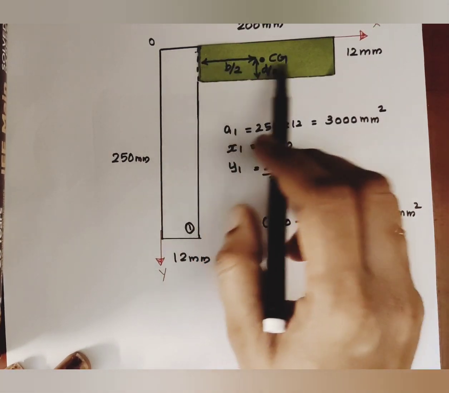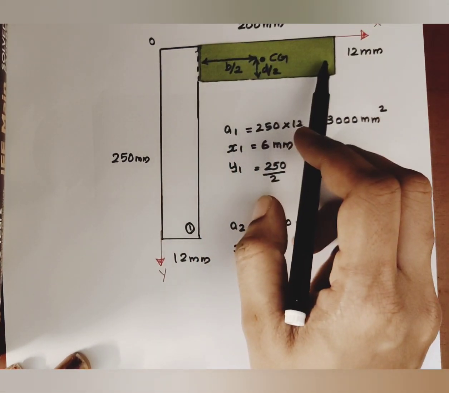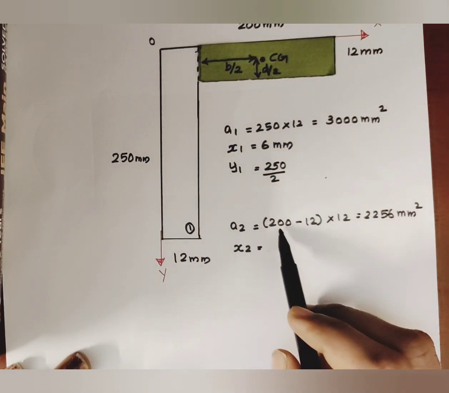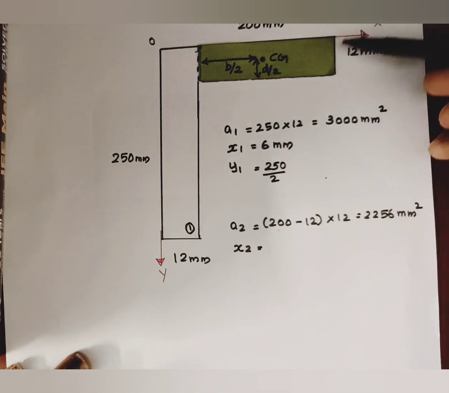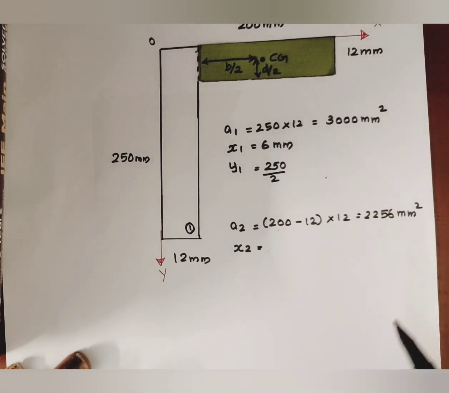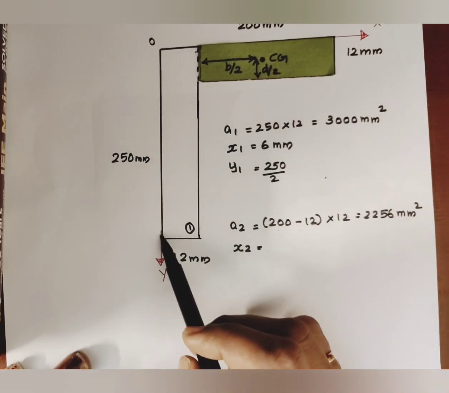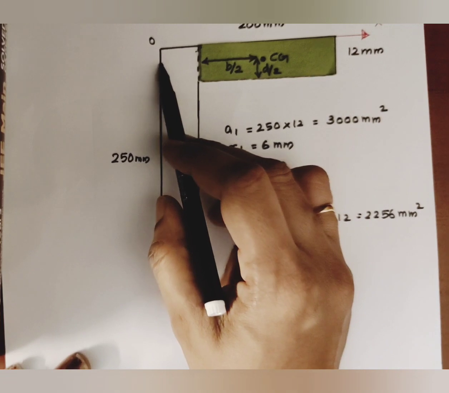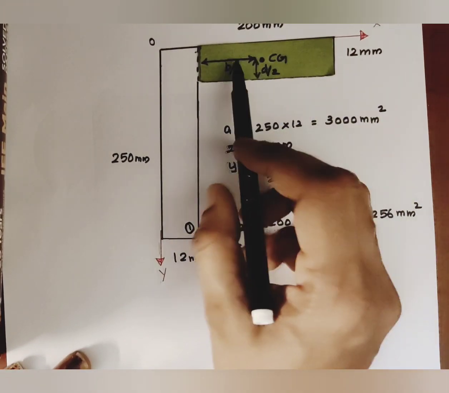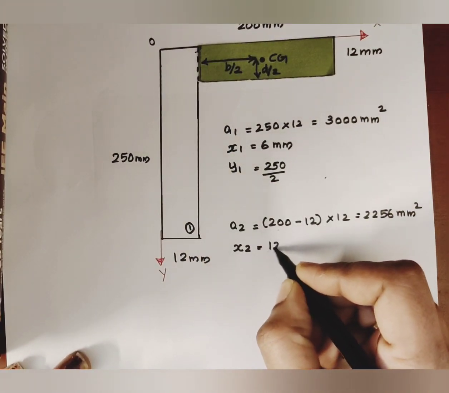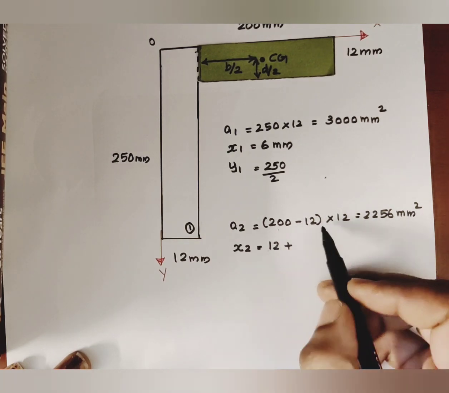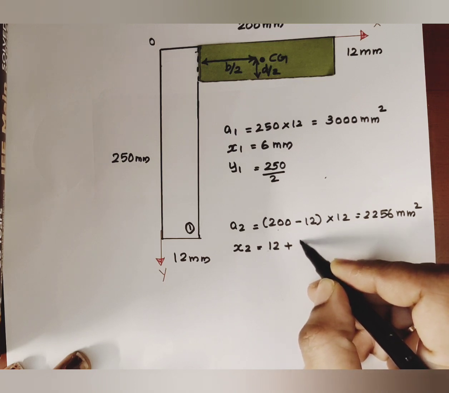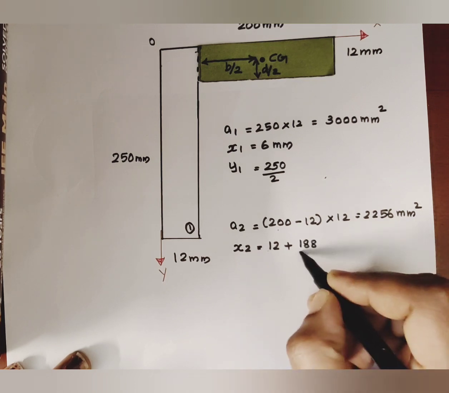So now next you have to calculate x2. This is the second rectangle. So here the width is equal to 200 minus 12 and depth is equal to 12. So now with respect to this reference axis you have to measure x2. So this is equal to 12 plus this width by 2. So x2 is equal to 12 plus 200 minus 12, that is 188, 188 by 2.